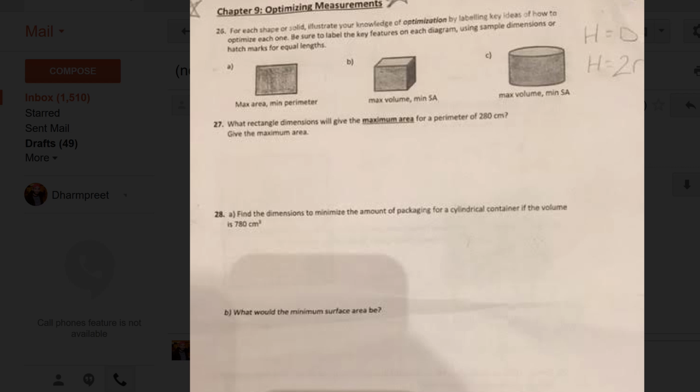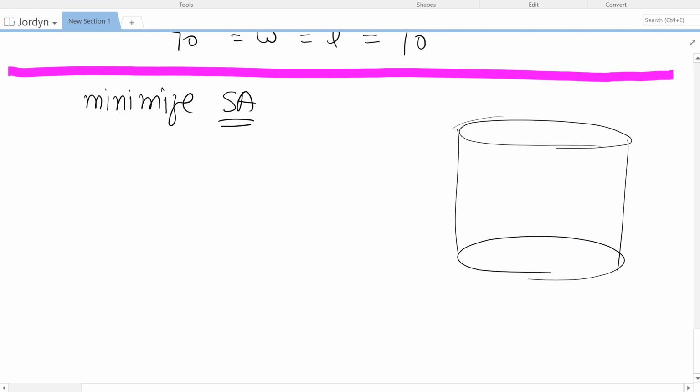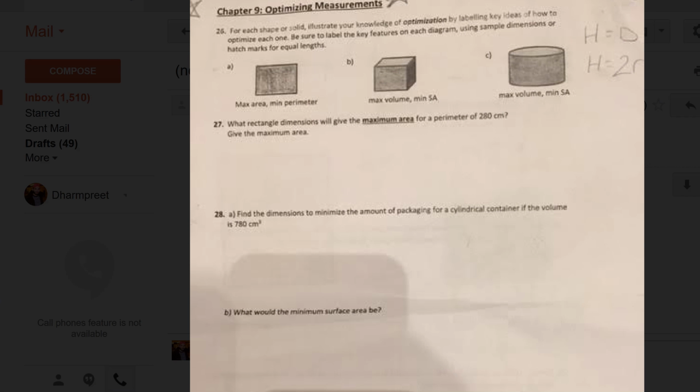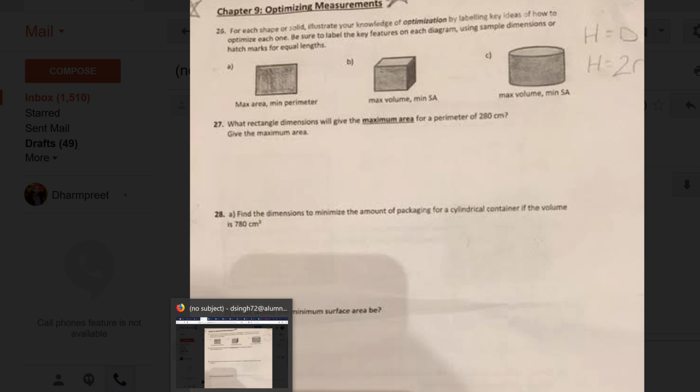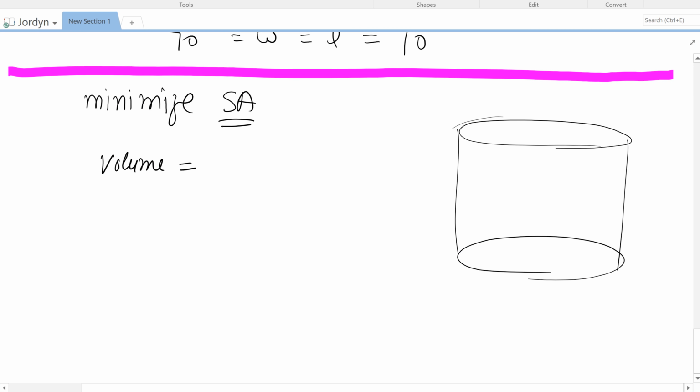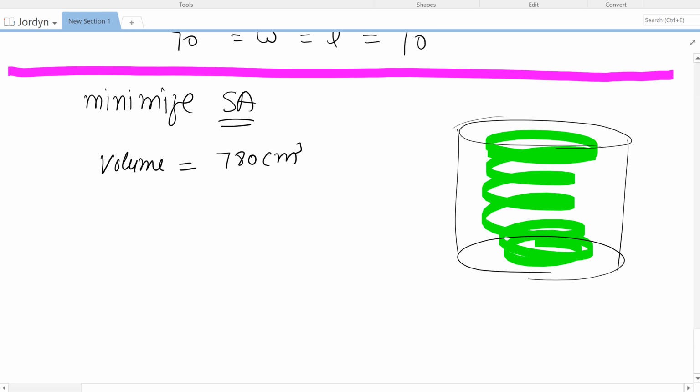Minimum amount of packaging, right? So we have to use minimum material to make this cylinder. Now this cylinder is made of some paper or whatever. We have to use minimum paper, and the volume is given. What was the volume, Jordyn? The volume was 780, right? Okay, 780 centimeter cube is the volume. That means the capacity of this container, whatever you can fill inside it, right?